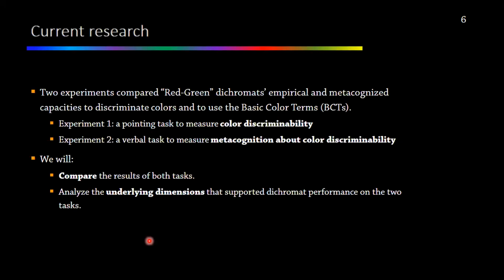What we wanted to know with this research is how much they know about the things that they confuse. So we performed two experiments. Our first experiment was a pointing task to measure color discriminability, and the second experiment, a verbal task to measure the metacognition about their color discriminability. We will compare the results of these two tasks, and we will analyze the underlying dimensions that support the dichromats' performance on these two tasks today.